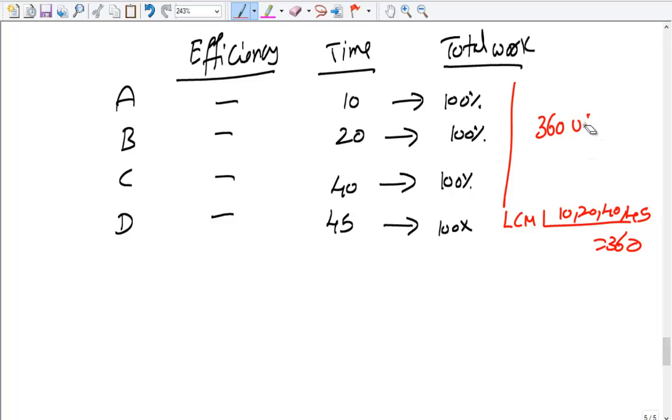It's better, since it is pipes, you can say 360 liters. Now we can find the efficiencies. The efficiency of A is 36 liters, B is 18 liters, C is 9 liters and D is 8 liters.